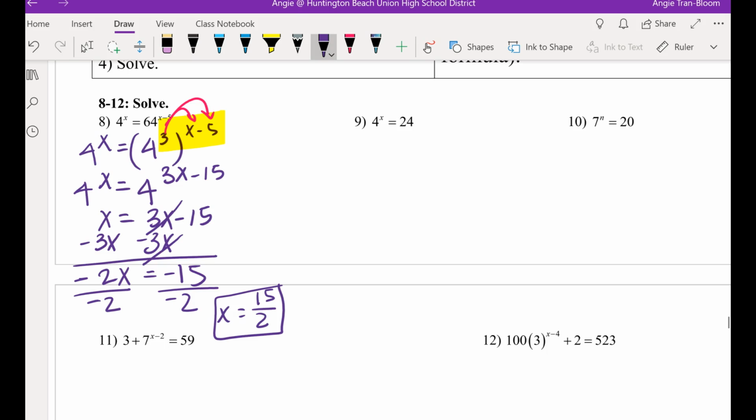Then no. What do you do when you cannot find a common base? Logarithmic form. Hit it with a log. All right. How do you hit it with a log? What do you write? Log base 4 of 24 equals x. That's right. The x is immediately isolated. Yes. Now you have to bust out your calculator.